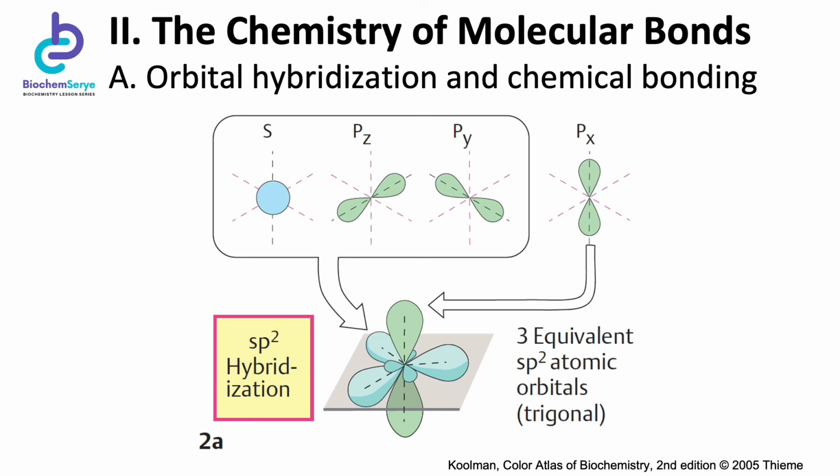A second common type of orbital hybridization involves the 2s orbital and only 2 of the 3 2p orbitals. This process is therefore referred to as sp2 hybridization. We can see here that this will result in 3 equivalent sp2 atomic orbitals in a trigonal configuration. That is, there are 3 equivalent sp2 hybrid orbitals lying in one plane at an angle of 120 degrees to one another. The remaining 2px orbital is oriented perpendicular to this plane.